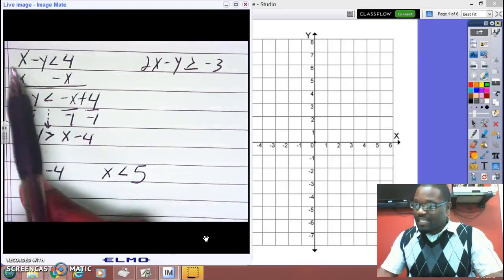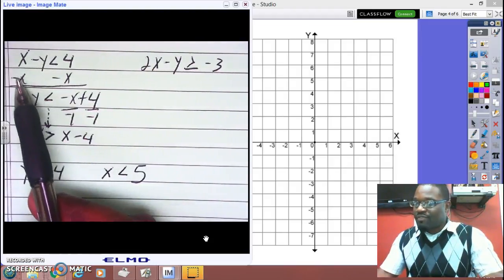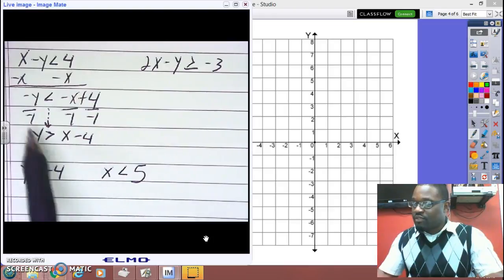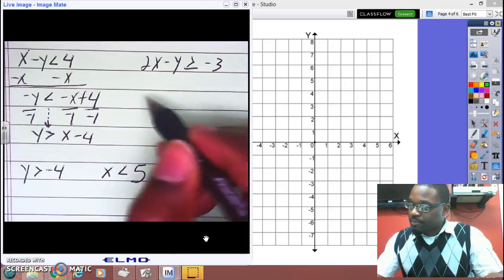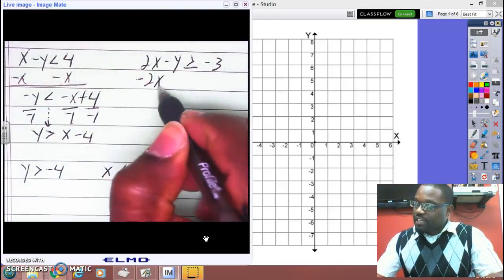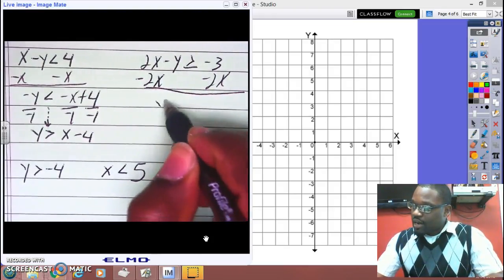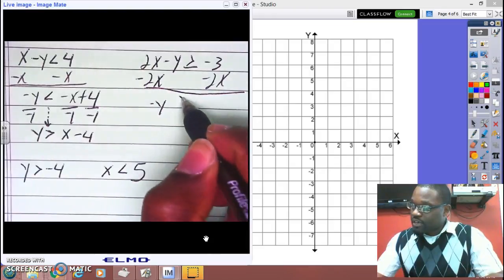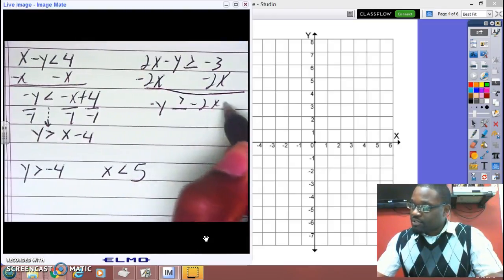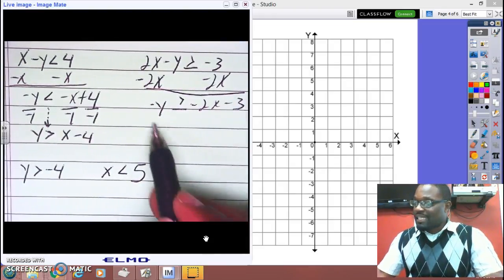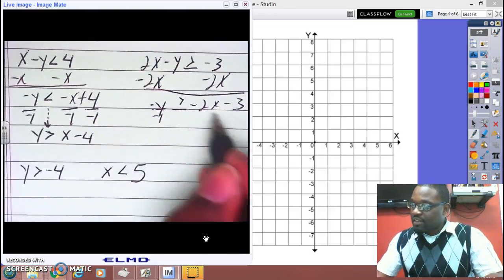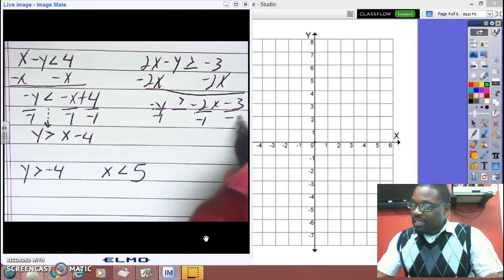Notice that I subtracted here and I didn't change it, because it's not if you have a subtraction, it's if you divide or multiply by a negative number. And so here we go again with negative 2x from both sides. And I have negative y is greater than or equal to negative 2x minus 3. But again, I can't leave it like that. I have to divide, I guess you could multiply as well, by negative 1.